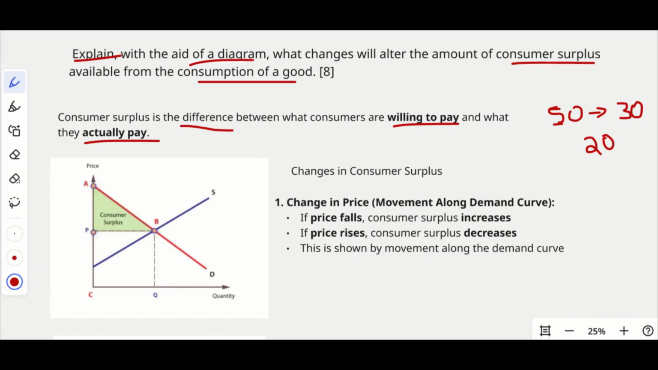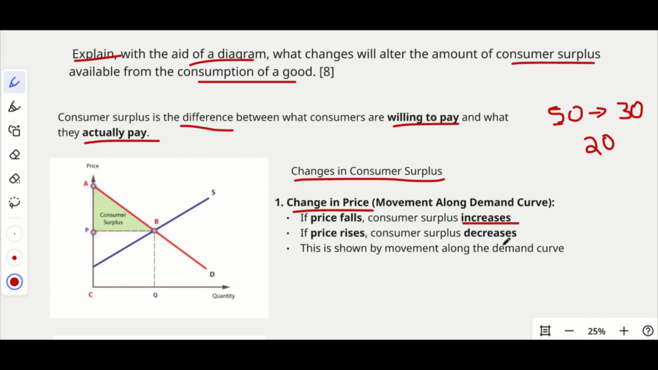Is it clear? Now we have to understand how these changes occur. Let's see how the consumer surplus changes. There are a lot of reasons that could bring a change in consumer surplus, so let's check one by one. First, change in the price. If price falls, consumer surplus increases, and if price rises, consumer surplus decreases.